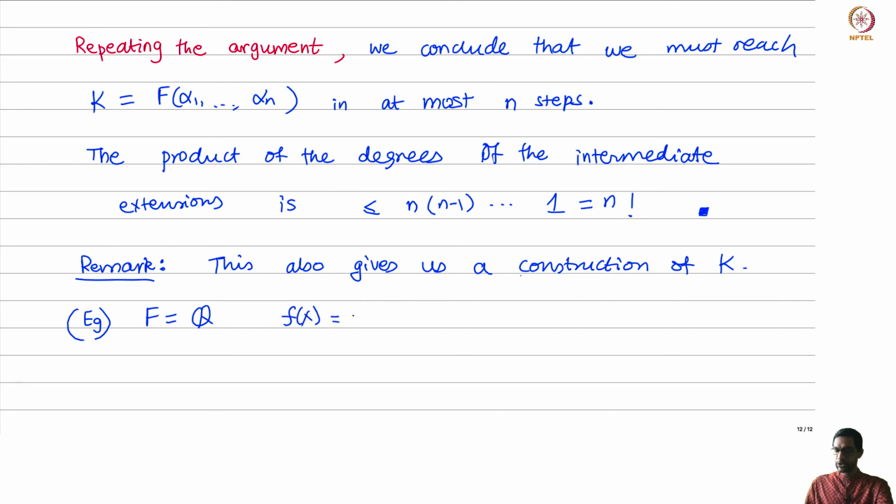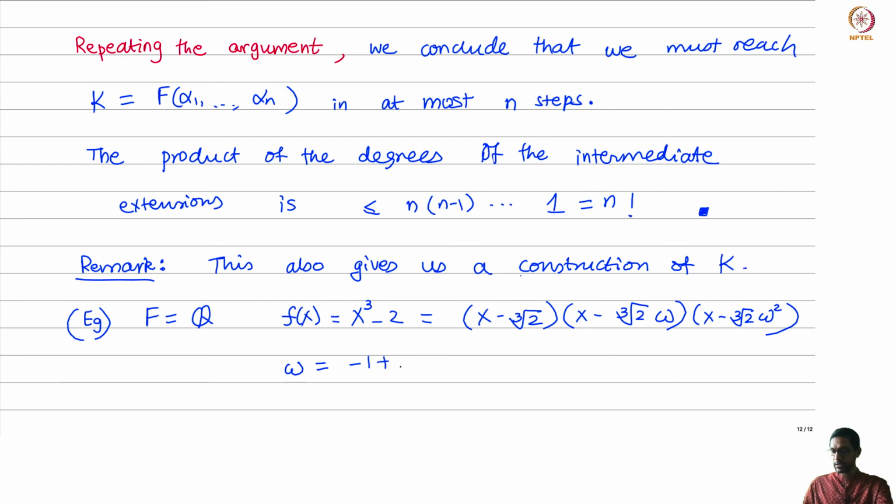So for example, if I took the field F to be Q and my polynomial f of x to be x cubed minus 2, which we know factorizes like this: x minus cube root 2, x minus cube root of 2 omega, and x minus cube root of 2 omega square. So these are the complex numbers, where omega is the cube root of unity. Let's write it as minus 1 plus root 3 i by 2. Okay, this is the cube root of unity.